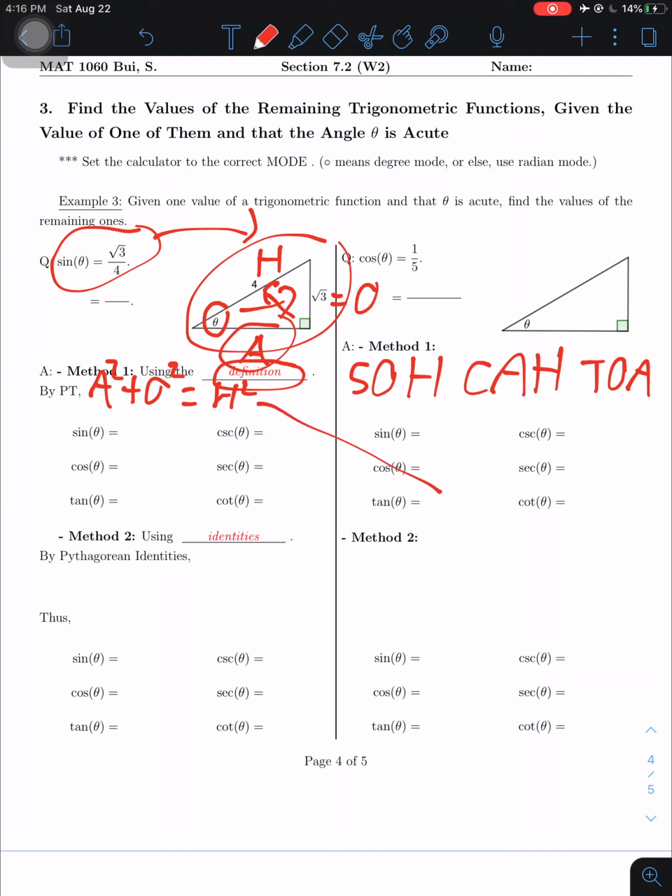Okay, let me write it in here. Adjacent, we have nothing, so let's leave it as adjacent square. Opposite, we have square root of 3. We square it up and we got 3. Hypotenuse is 4. 4 squared is 16. And then we're going to do minus 3 from both sides. And then we have a squared equals 16 minus 3, that should be 13.